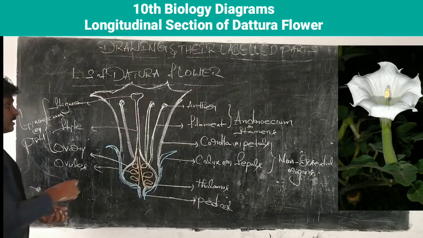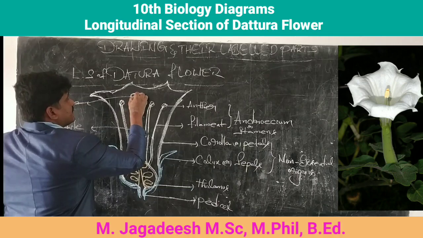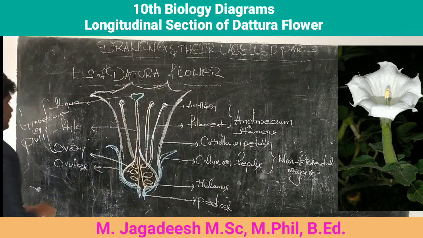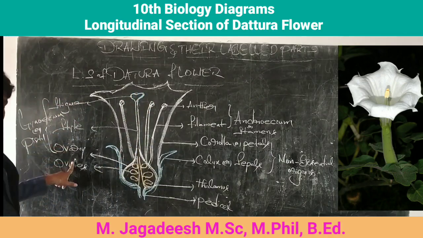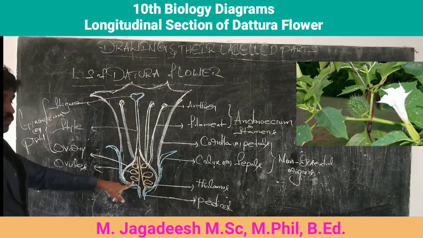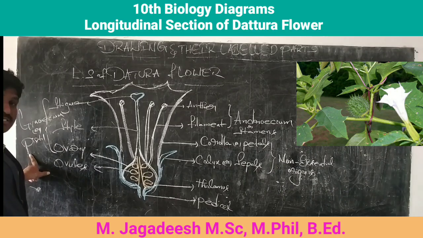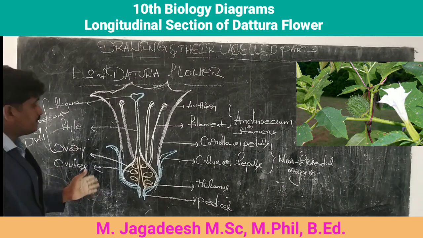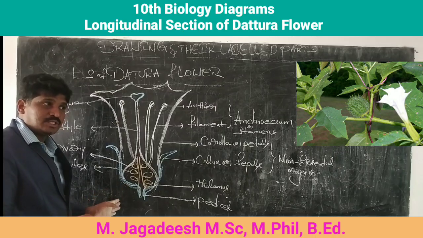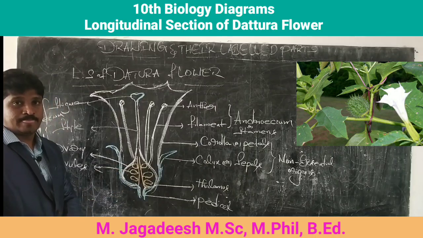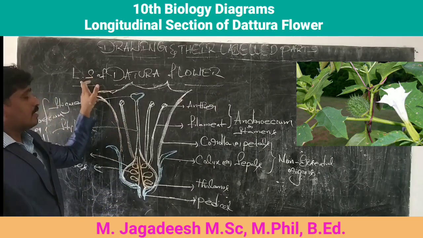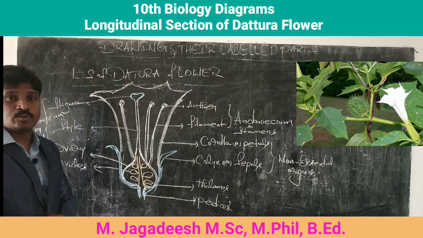Once you observe, students, this is the male attracting one. Well, here stigma, style, ovary. Inside the ovary, ovules are present. This is said to be gynoecium or pistil. Well, this is a diagrammatic representation of the given labeled parts. This is the completion of the longitudinal section of datura flower.